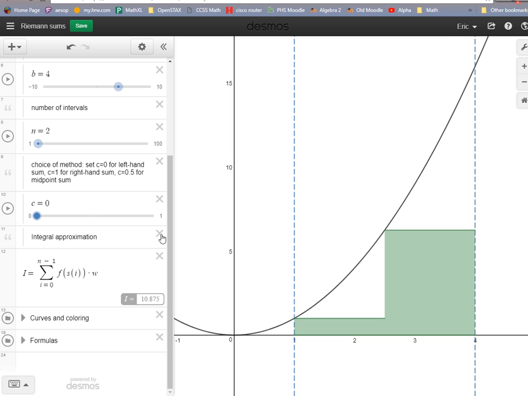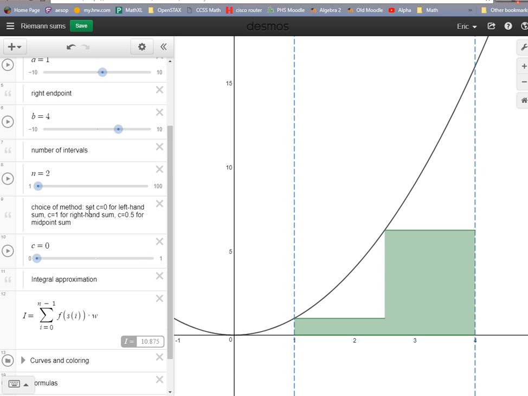This is the left sum. Let's let the number of subintervals get bigger. So there's 2.